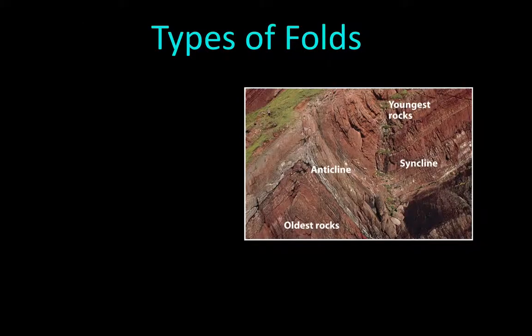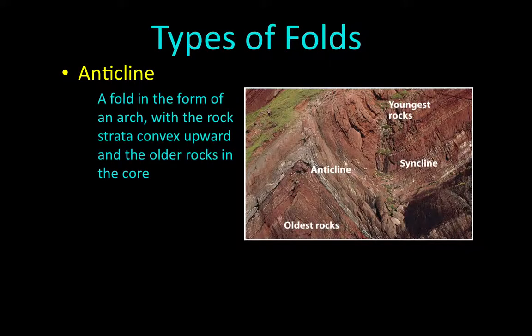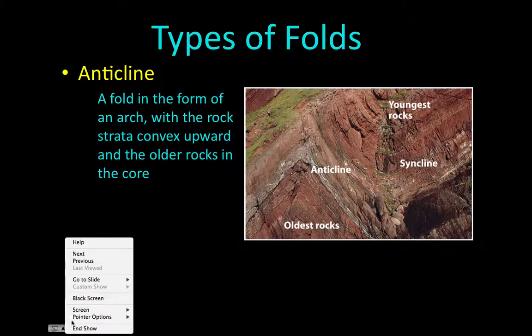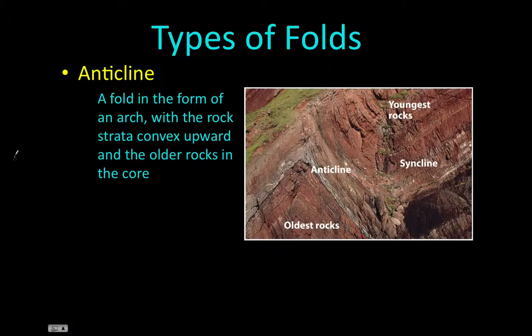And as we saw in the movie, there's two types of folds. There's a fold which is called an anticline, and the fold is in the form of an arch, where the rock strata are convex upward and the older rocks are in the center. So if you take a sequence of rock layers, and the layers are initially flat, and you subject it to compressive forces along the sides, I could fold these layers so they actually go in an arch. And that arch is called an anticline.